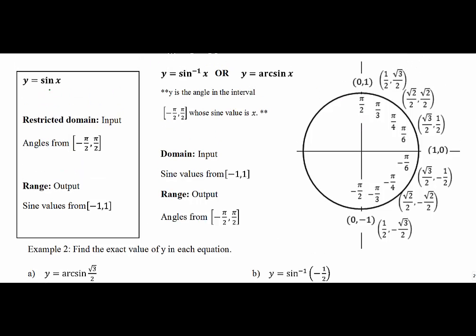So the original function then, it has a restricted domain from negative pi over 2 to positive pi over 2, and the output values were sine values from negative 1 to 1. Well, now we're going to switch that around. Since we're talking about the inverse function now, the original domain, that restricted domain, will now become the range. These are the output values. And the original output values now become the input values. So the domain and range now switch places.